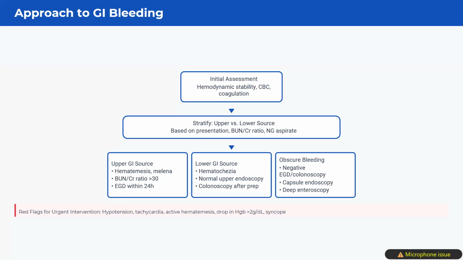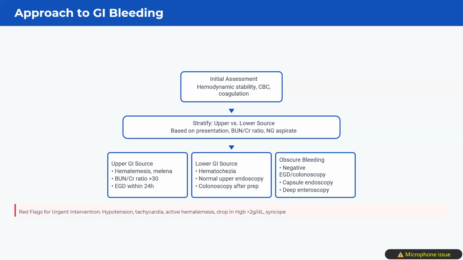If that's not stable, that's two large bore IVs, and send the CBC and coagulation profile with the type and crossmatch. If they're unstable, then you resuscitate immediately with crystalloid and blood, O negative, as indicated. Never delay stabilization to finish labs or wait for GI. Tachycardia is often the first sign, and hypotension is the last, just to give you an idea of how serious we are. Then you want to stratify the source by looking for upper versus lower.